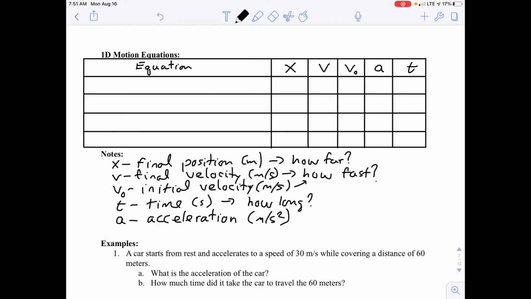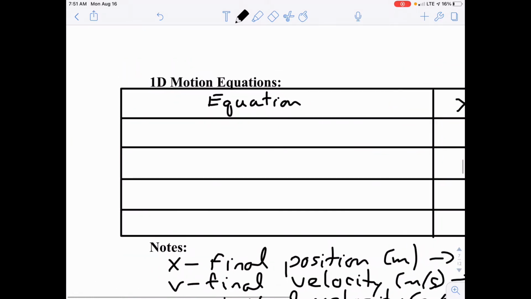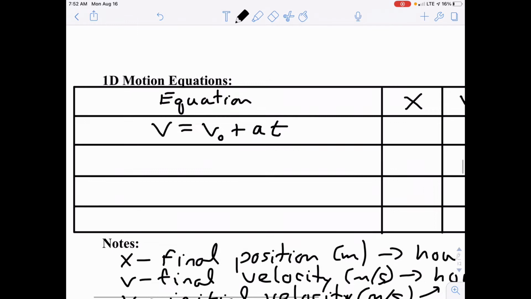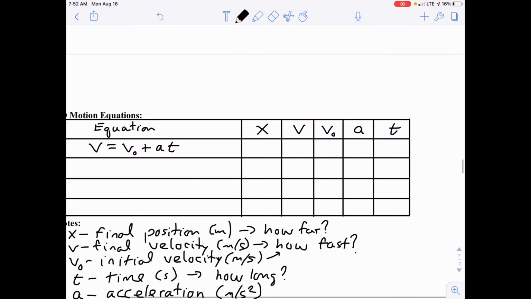Okay, let's fill out this table so that we can make some sense out of the equations that get used. The first equation that we're going to list, and I'm going to list them by number and refer to them that way. I'm going to call this equation 1, equation 2, equation 3, and equation 4. Now, equation 1 can be summarized as v equals v naught plus a times t. Now, what we're going to do over to the right is we're going to check off the variables that are in the equation, and we're going to X out the variables that are not.